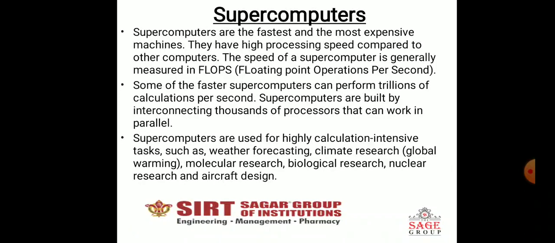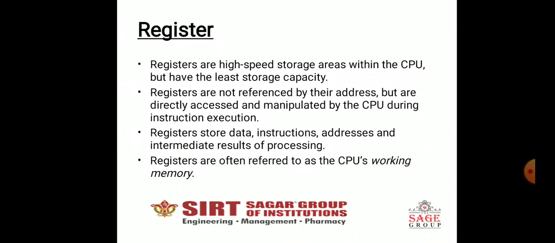Now the supercomputer is basically used for special purposes. Supercomputers are used for research, weather forecasting, biological purposes, and aircraft design. So these are the applications of supercomputers. They are higher in speed, expensive and large in size, but they process data in a faster mode. So they are basically faster as compared to other computers. So this is the classification of computers.